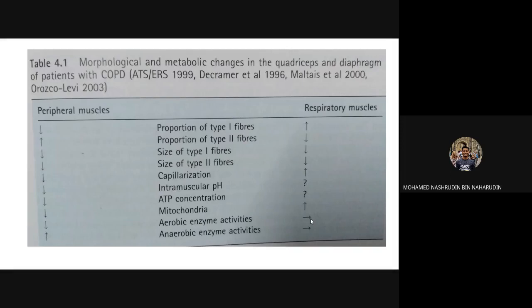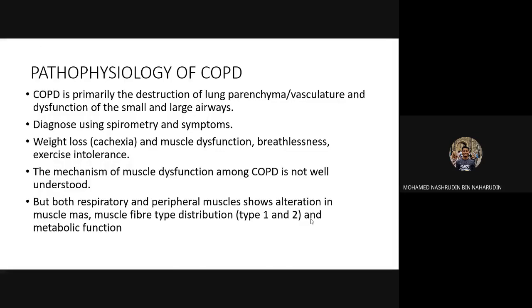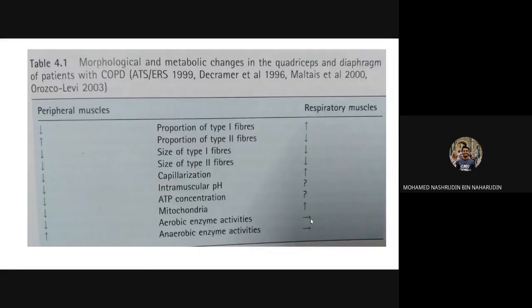So these are the morphological and metabolic changes in the quadriceps and diaphragm of patients with COPD. Okay, these are the alterations that I mentioned earlier, that happen if a person is infected with COPD. If you notice here, the proportion of type 1 muscle fiber decreases in peripheral muscle, and increases in respiratory muscles.